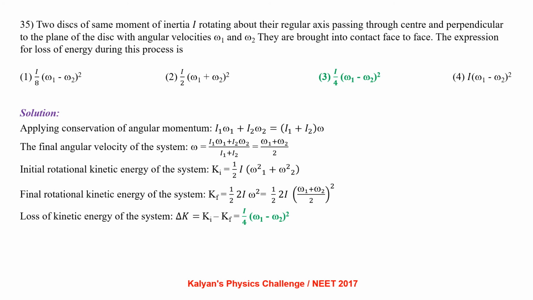The initial kinetic energy, that is rotational, comes out to be half I times (omega 1 square plus omega 2 square). The final rotational kinetic energy of the system, K final, is half into 2I omega square, that is half of 2I times ((omega 1 plus omega 2) by 2) whole square. The loss in kinetic energy of the system, delta K, is K initial minus K final. Upon simplification, it comes out to be I by 4 times (omega 1 minus omega 2) whole square.